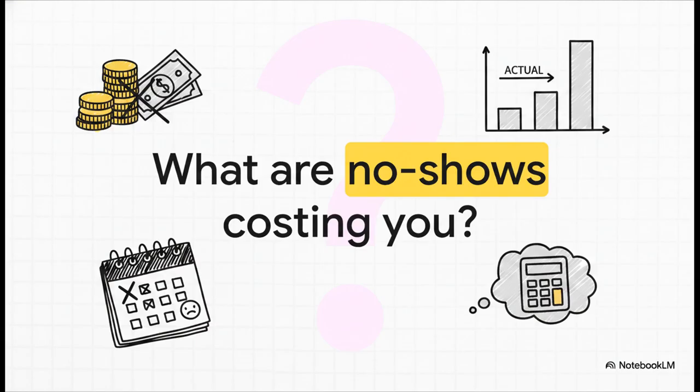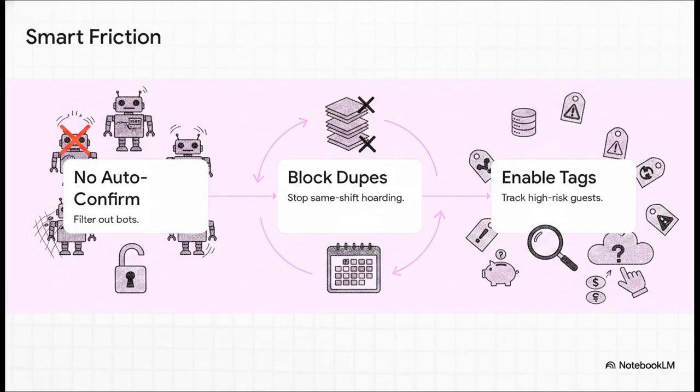Look, if you're doing 2,000 covers a month at 350 dirhams a head, a 15% no-show rate means you are losing 105,000 dirhams every single month. That is a staggering amount of lost revenue. But the good news? It is completely solvable. Here is exactly how we fix it using 3 vital strategic maneuvers.